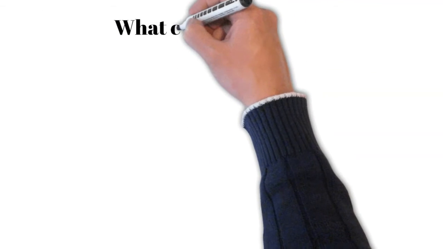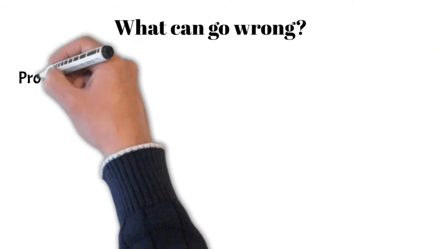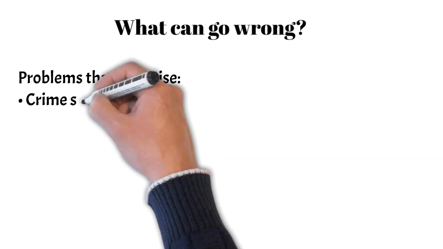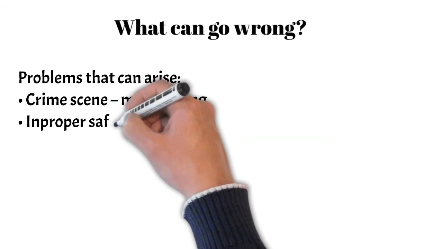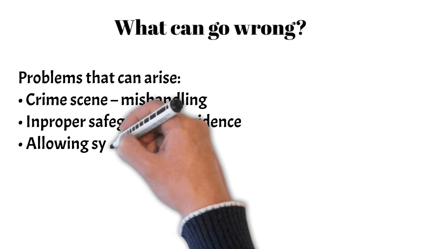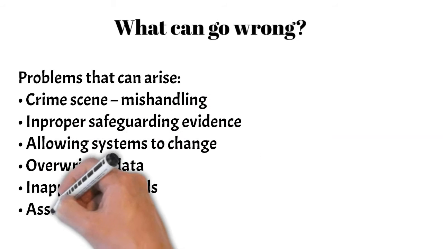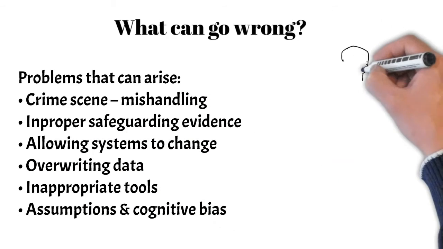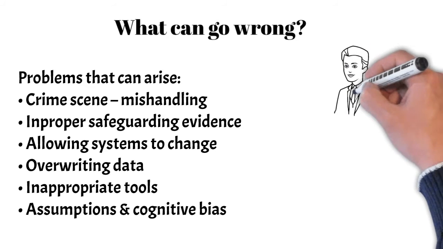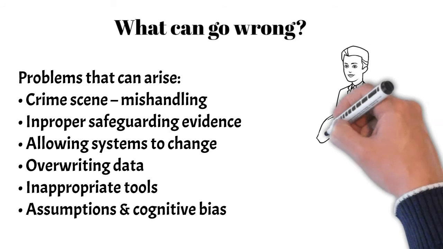When handling data, there's a lot of things that can go wrong. For example, not wearing the correct gear, such as barrier clothing, which helps prevent direct contact between individuals working on a scene and the exhibits. Other examples include improper safeguarding of evidence, allowing systems to change, the overwriting of data, inappropriate tools and assumptions, and cognitive bias.